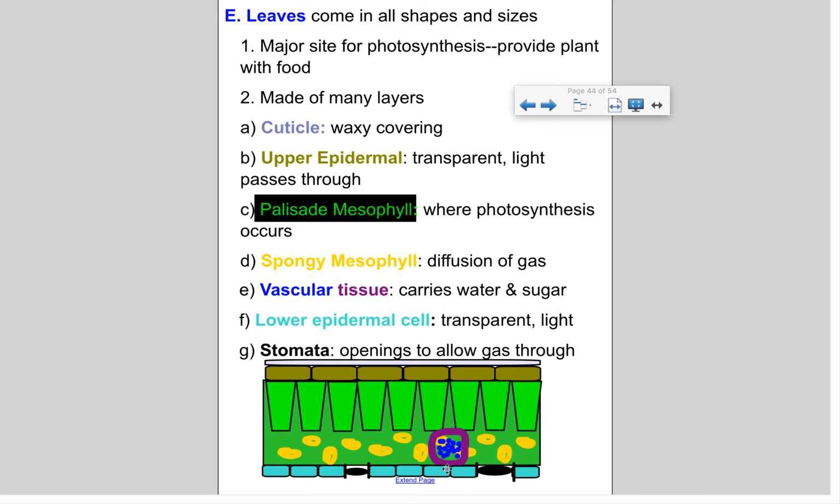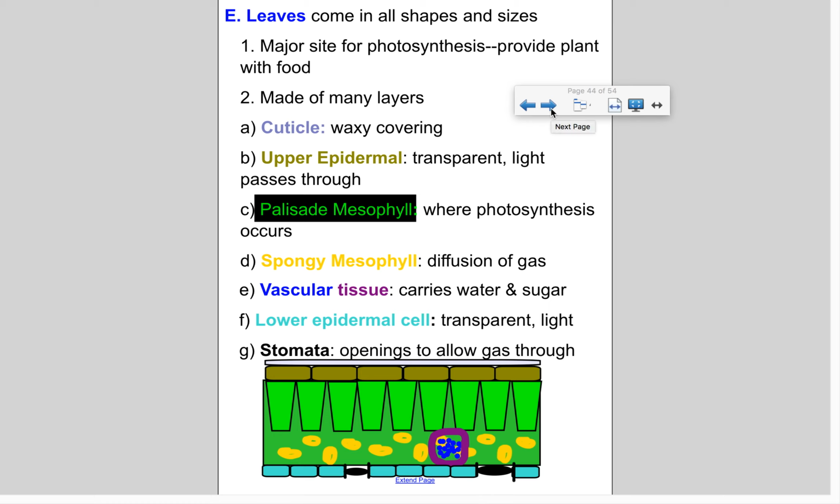Now my vascular tissue is right here, and that is my water and sugar. I put it in two colors, so one of them would be my phloem and the other one would be my xylem. Then underneath we have the lower epidermal cell, which is transparent to light just in case a leaf should get turned over by the wind. It can still allow light to get through to it. And then we have tiny little openings here that allow for gases to enter. So CO2 will come into the leaf and oxygen will come out of the leaf.